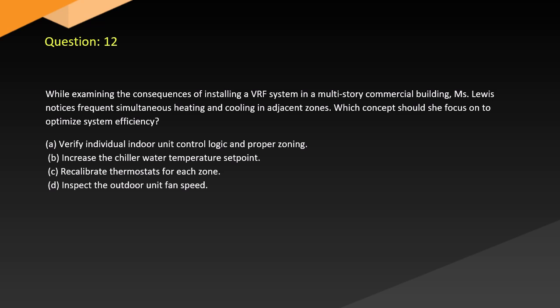Question 12. While examining the consequences of installing a VRF system in a multi-story commercial building, Lewis notices frequent simultaneous heating and cooling in adjacent zones. Which concept should she focus on to optimize system efficiency? A. Verify individual indoor unit control logic and proper zoning. B. Increase the chiller water temperature set point. C. Recalibrate thermostats for each zone. D. Inspect the outdoor unit fan speed.